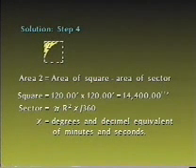The sector would be 3.1416, or pi, times 120 squared, the radius, times 90 over 360, which would give us 11,309.76 square feet. Now, taking the area of the square, the 14,400 square feet, minus 11,309.76 square feet, we come up with 3,090.24 square feet for the area of this sector.